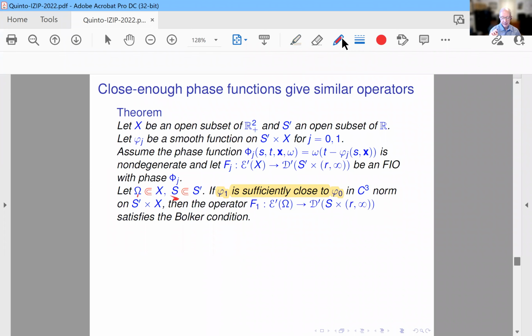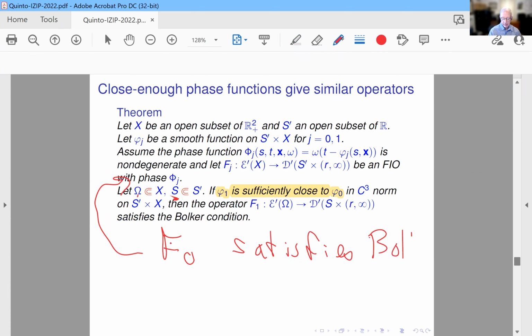Okay, here's something that if I was in a class, I'd ask, what did Quinto forget here? We need to assume that F0 satisfies Volcker. It's not magic, it's math. So I'll assume F0 satisfies Volcker. Then if F1 is sufficiently close, F1 will satisfy Volcker.